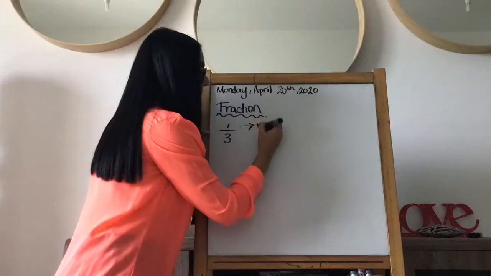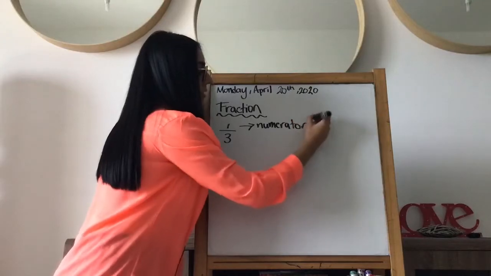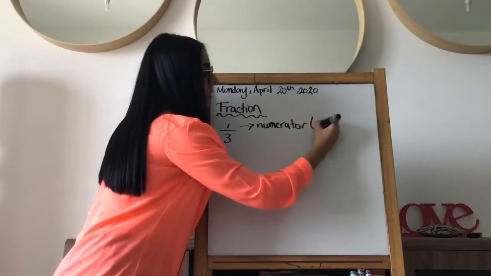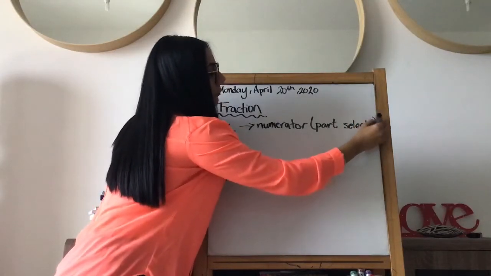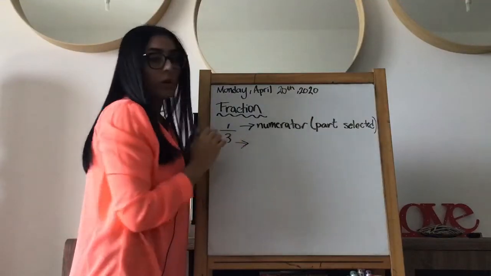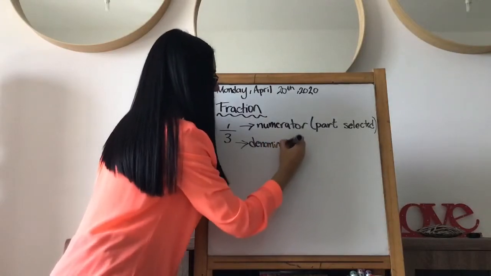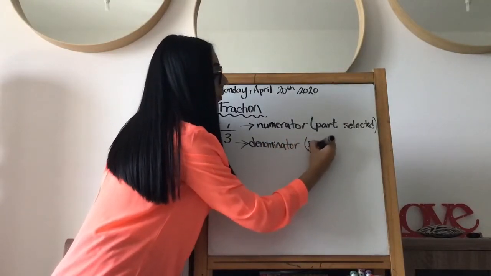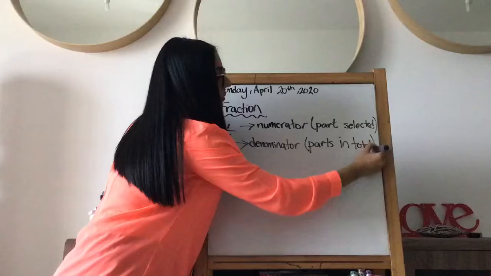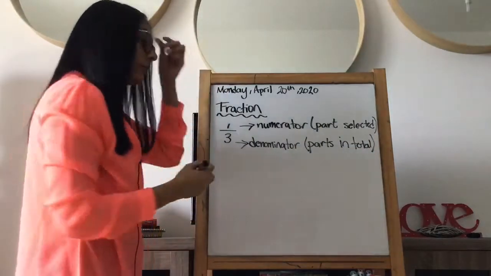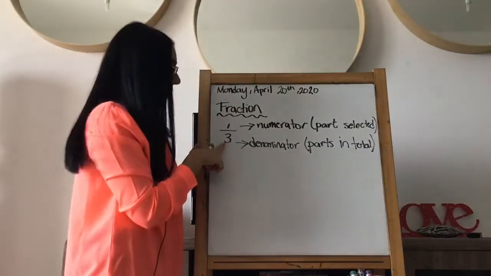Reminder, the top number on a fraction is your numerator, which means it is the part selected. Okay? And then the bottom, if you remember, is called a denominator, which we know is the parts in total. So for example, if I have 1/3, that tells me I have chosen one part, and that there are 3 in total.